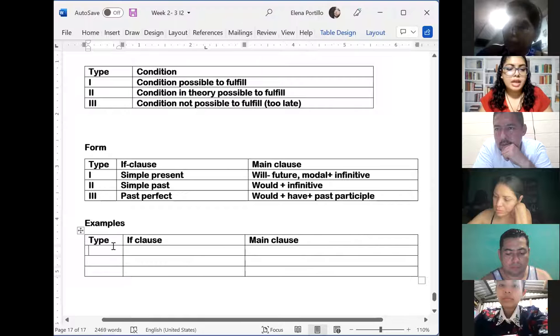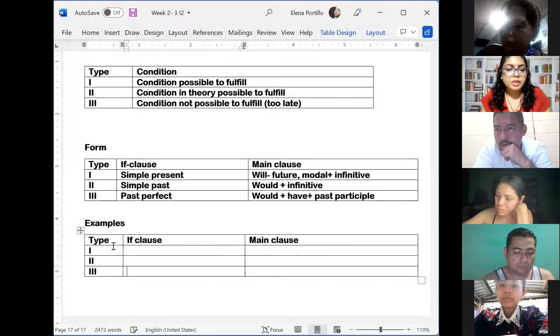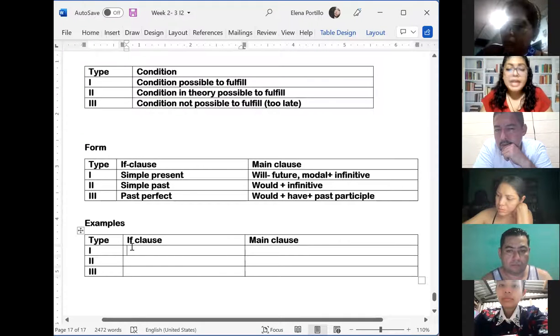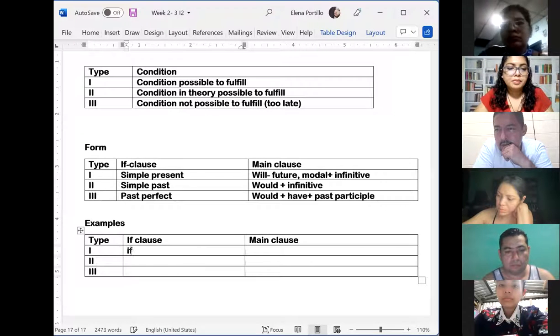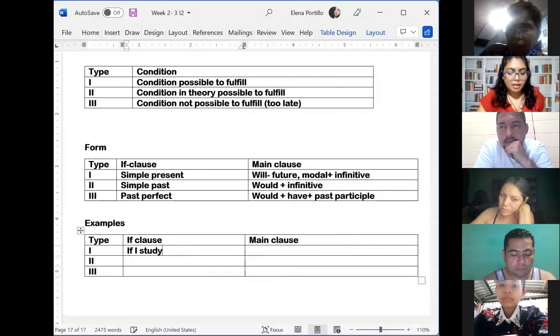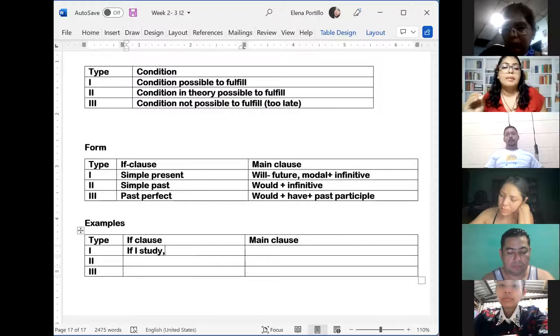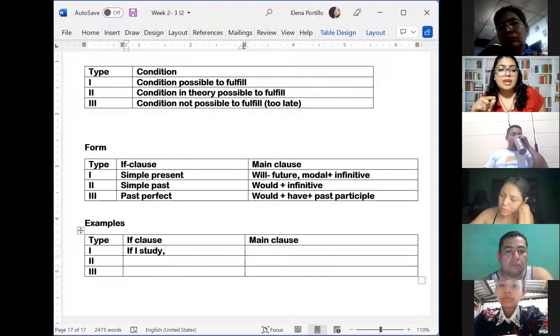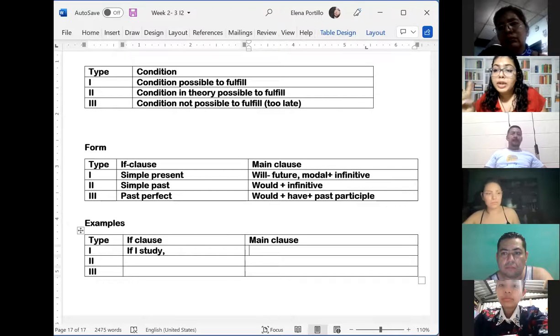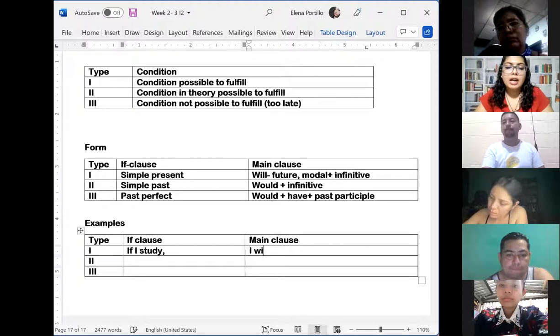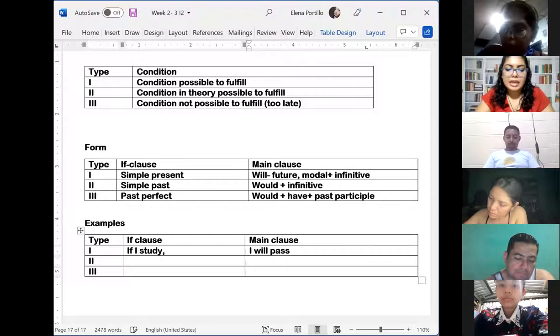So again, we have type number one, number two, and number three. In the first one, we have: if I study, comma. We are going to separate the sentences or the phrases by comma. I have the simple present. If I study, then I have my main clause: I will, in future, I will pass the exam.